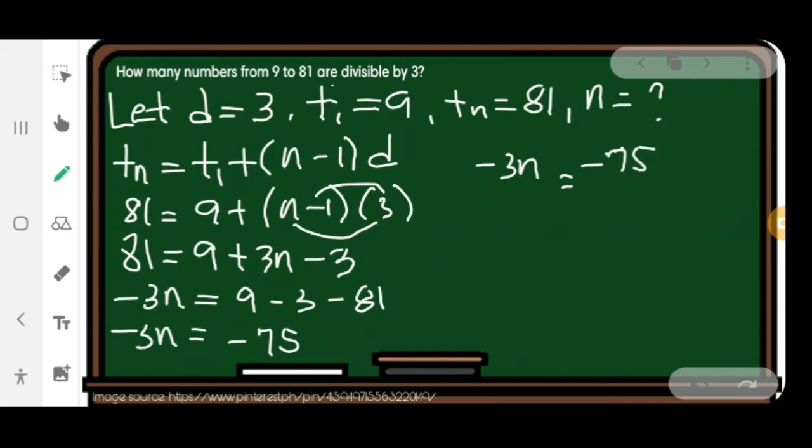Now we need to divide both sides of the equation by negative 3 so that the only variable left on the left side is n.